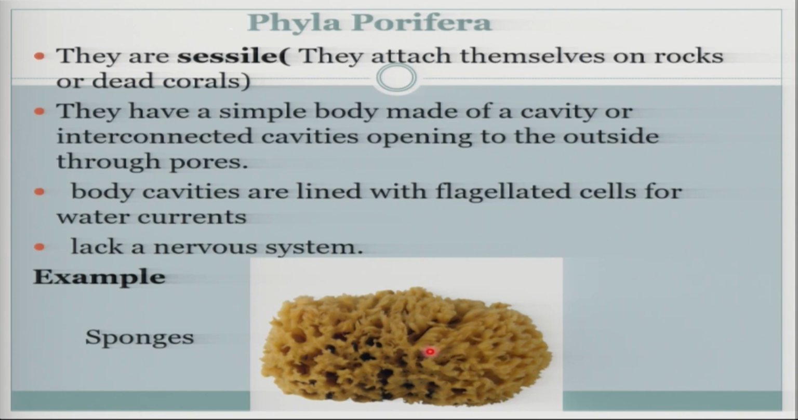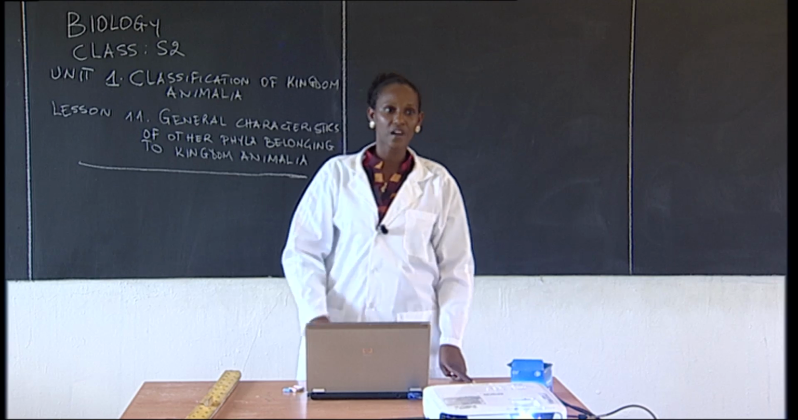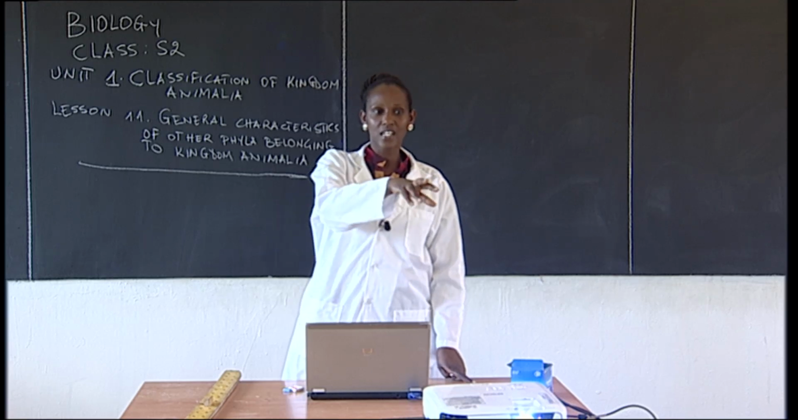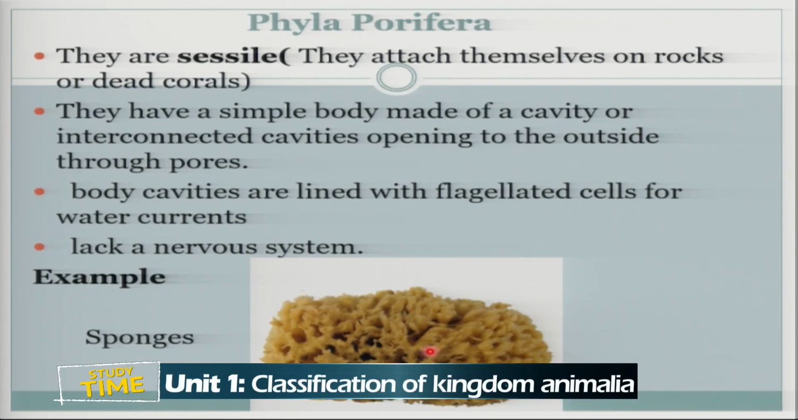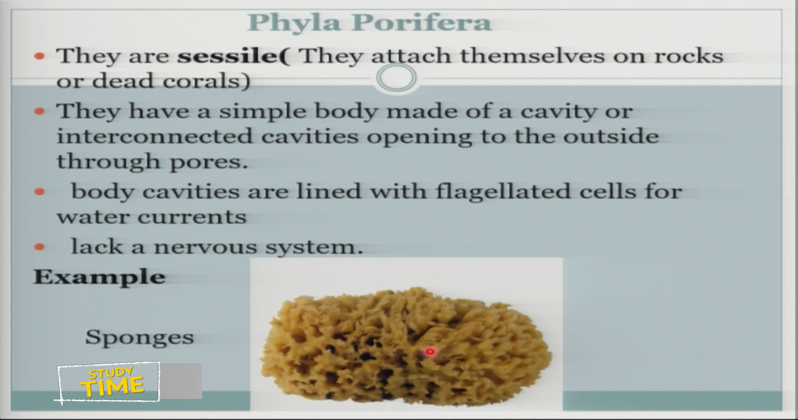The sponge is an example of the phylum Porifera. As I said, for these lower level organisms in kingdom Animalia, what you have to know basically at your level here, Senior 2, is the characteristics of each of the phyla. For the case of these Porifera, their body is made of interconnected cavities lined with flagellated cells, which will create water currents.